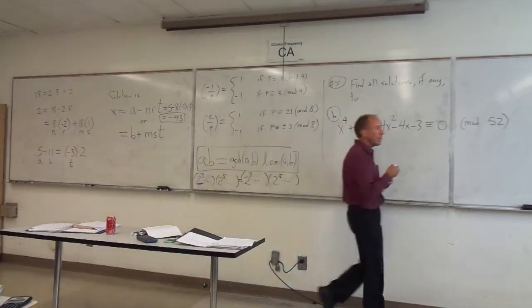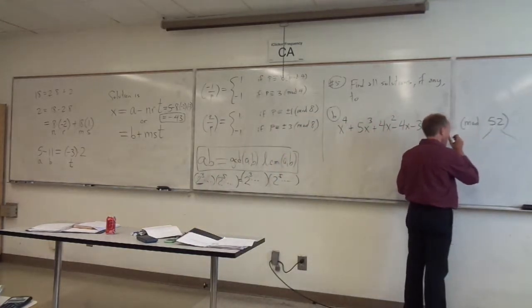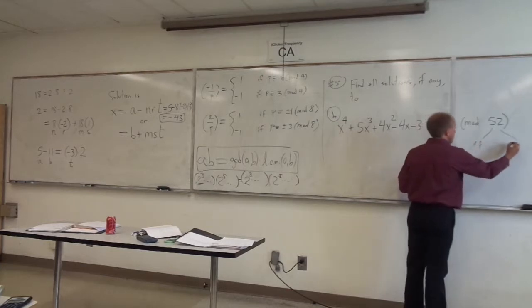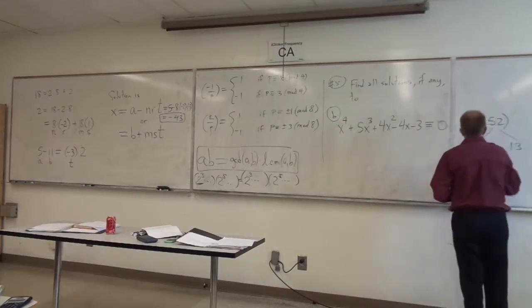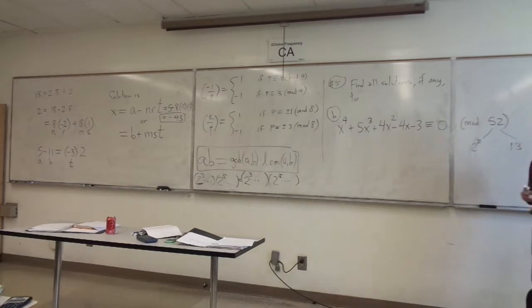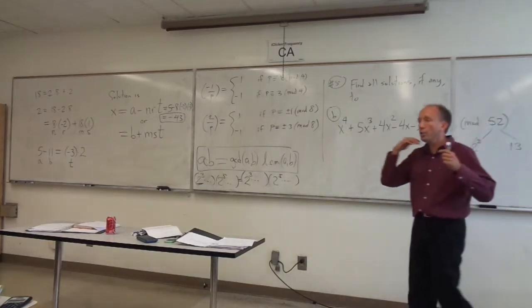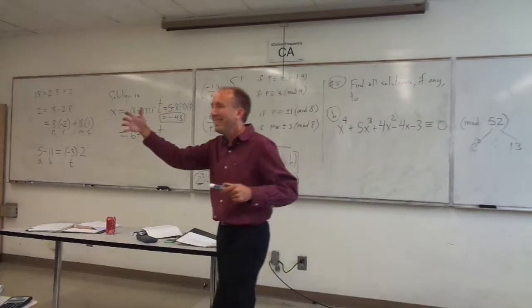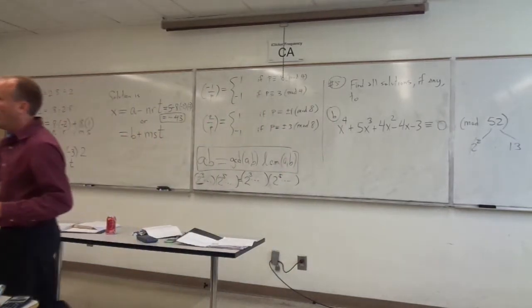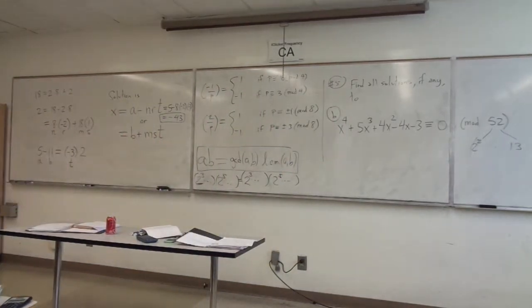Okay, how does 52 factor? 2 squared times 13, right? Okay, so we could look at it mod 13, and we could look at it mod 4. The idea here would be that you could try to solve it mod 13, try to solve it mod 4, and then do what with the 2 solutions? Try the Chinese remainder theorem and everything, right?